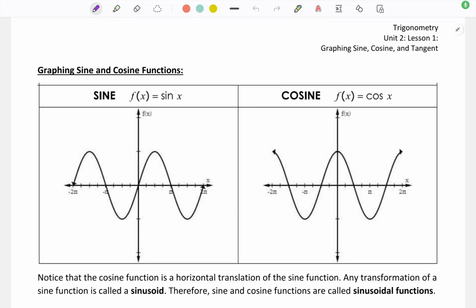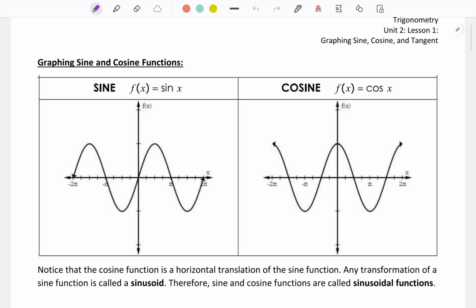So for the start of this unit, we are going to be looking at graphing the first three of your trigonometric functions. And so we're going to start with the sine and cosine function. These functions are a little bit different in that they repeat over and over again. And so that is actually what we call a period.